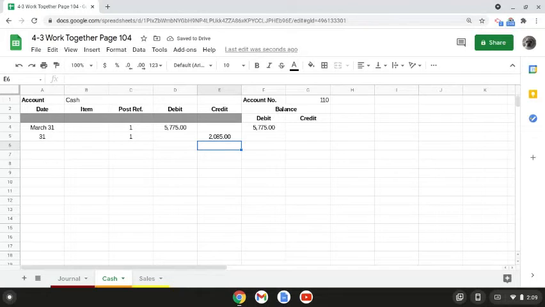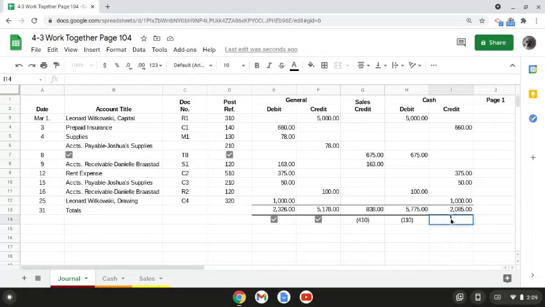Now, since we had a debit balance before this and we have a credit balance now, we are going to subtract these two numbers in order to figure out the new account balance in the cash ledger. So we're going to type in equals, and then we're going to subtract the credit amount, $2,085, from the debit amount, which was $5,775. So the new account balance in the cash ledger is $3,690.